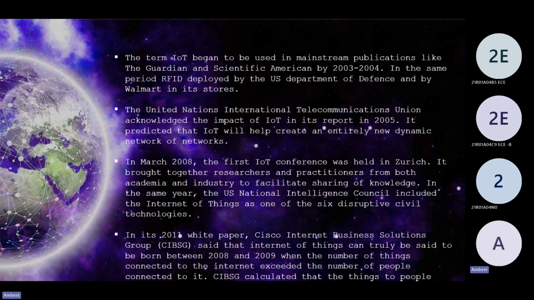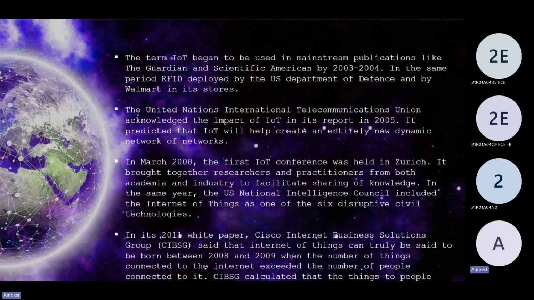publications, in Scientific American in 2003 and 2004. Between 2003 and 2004, RFID was deployed by the US Department of Defense and Walmart in its stores, and they made an appearance of IoT.